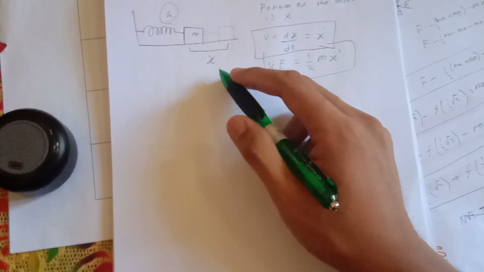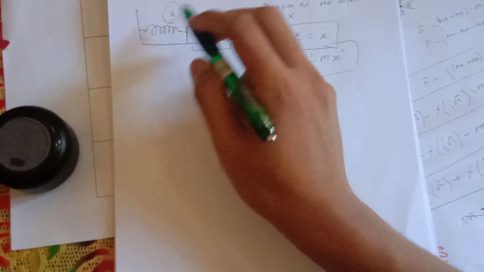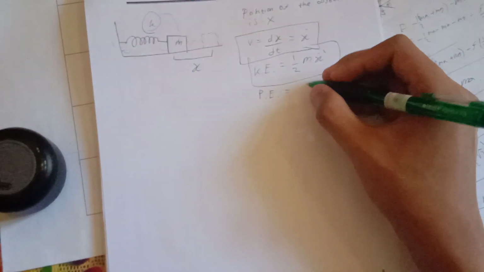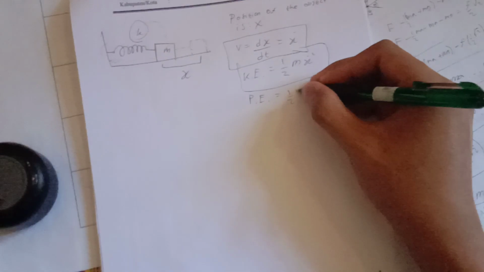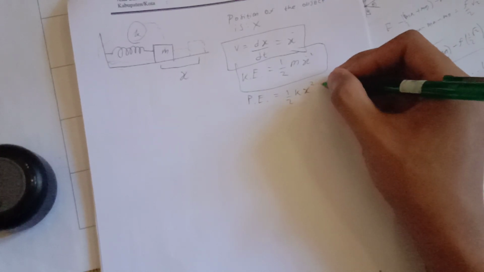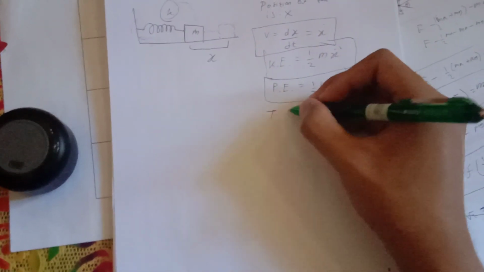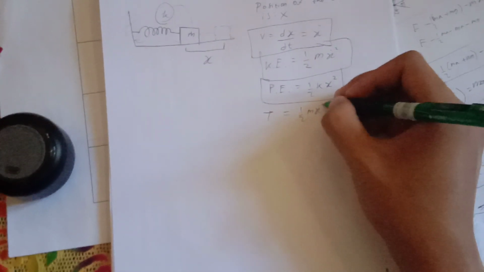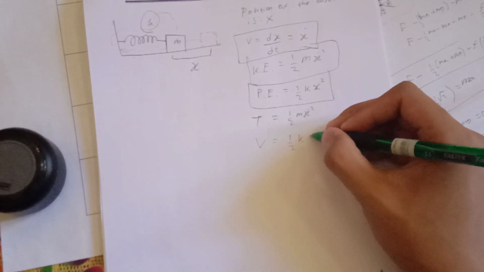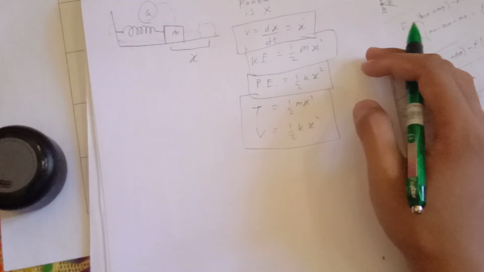In this problem there is only a spring available here. So the only potential energy of the system is the potential energy of the spring. The potential energy is one half times the stiffness of the spring, k, times the position of the object squared. We label the kinetic energy as T, equal to one half m x dot squared, and the potential energy, phi, equal to one half k x squared. So we have already identified the potential energy and the kinetic energy of the system.